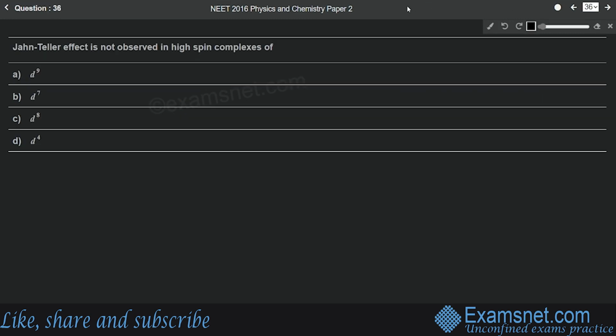Question number 36 is from the chapter coordination compounds, and the question is: Jahn-Teller effect is not observed in high spin complexes of. So what is the Jahn-Teller effect? It is a type of geometric distortion that occurs in unsymmetric octahedral complexes. So let's write it down here. It is a geometric distortion.